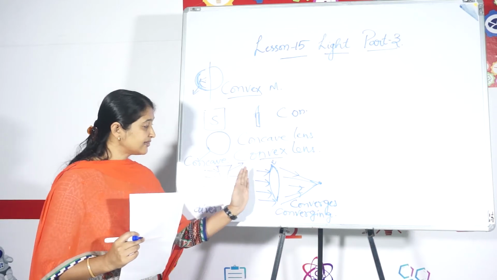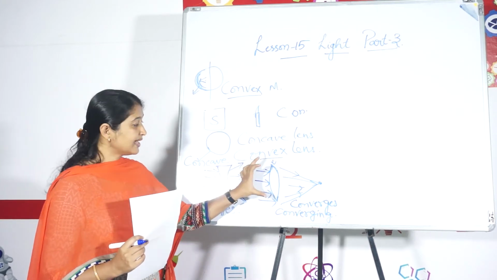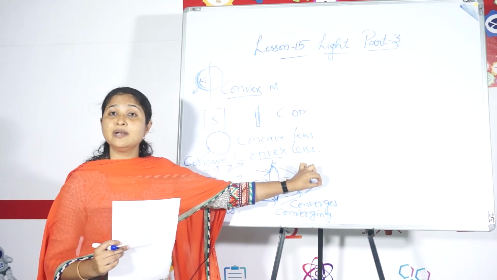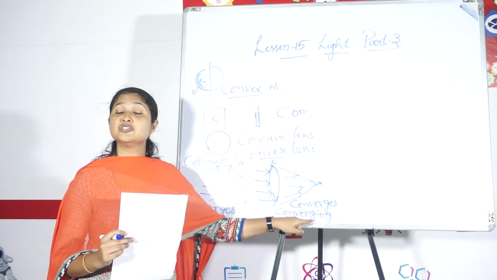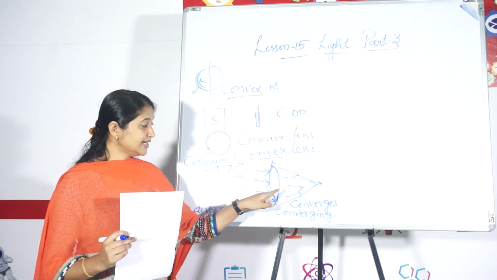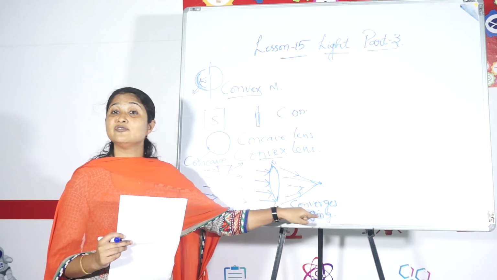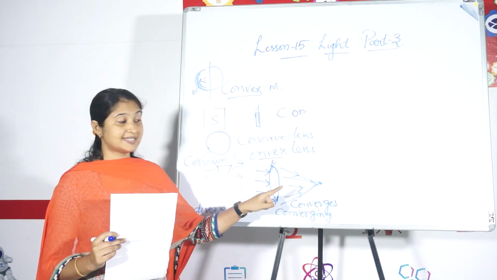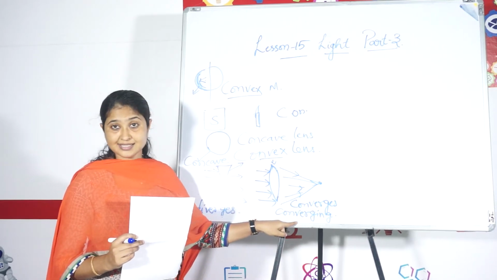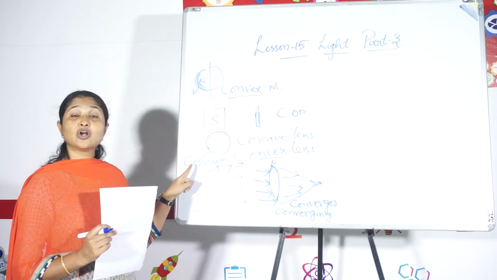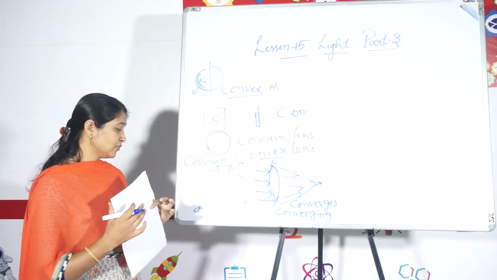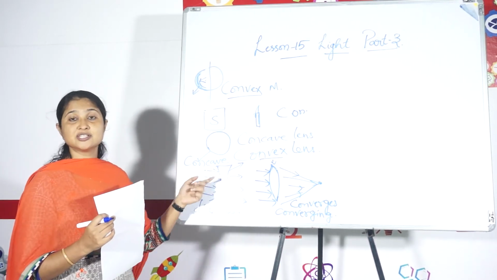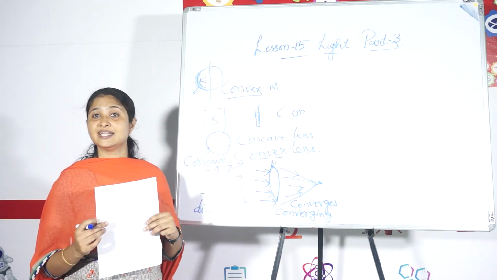Understood? So when the light rays fall, all the light rays will be brought to one point. That is why we call it a converging lens. So the light rays converge. So the convex lens is the converging lens, and the concave lens, where the rays are split, we call it diverges. So it is the diverging lens.